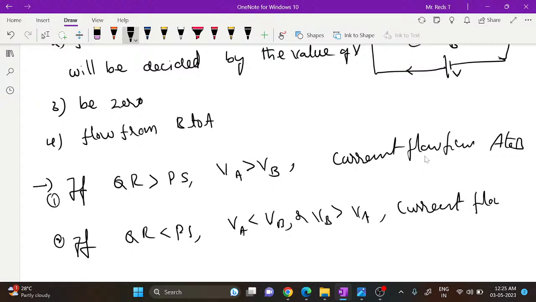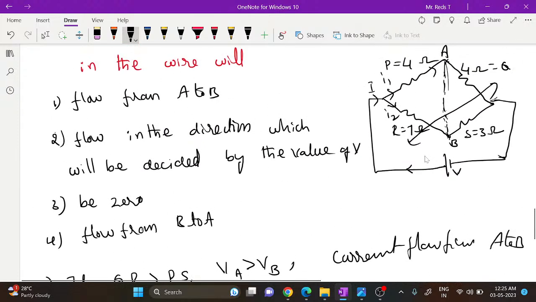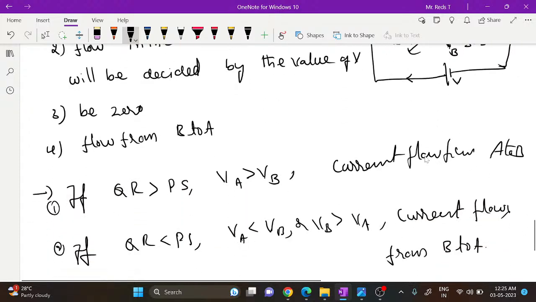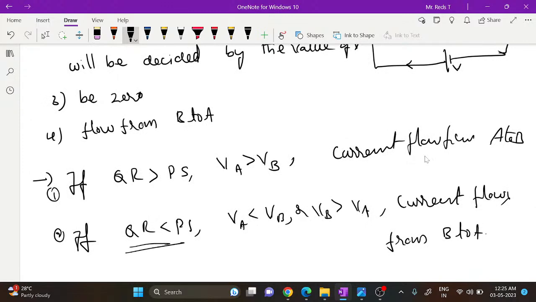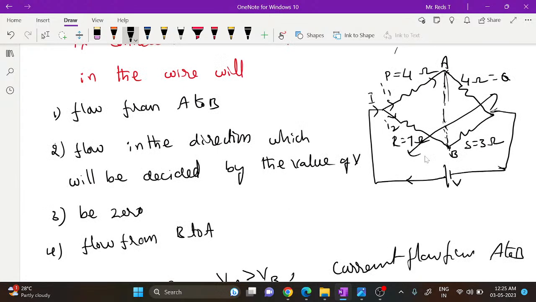That's it. This will decide. Now let's check the values here. Is QR greater than PS? QR is 4 into 1, which is 4. PS is 4 into 3, which is 12. So QR is less than PS, so VA will be less than VB. VB is greater, so current flows from B to A. Which one will be the correct option then?